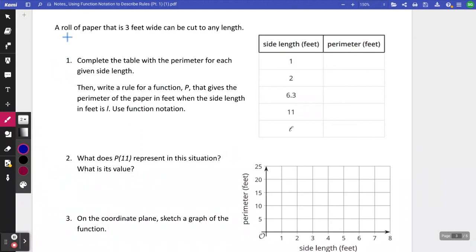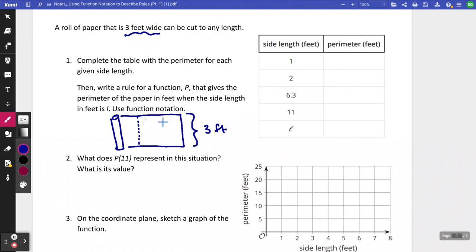And in the second one, we are talking about a roll of paper that is 3 feet wide, but it can be cut to any length. I have a picture. I don't know what happened to my picture though, but to give you an idea, we've got a roll of paper. Here's my roll of paper. And you can stretch that roll of paper out to any length and cut it down. What we do know about that paper is that it is 3 feet wide. So the width of our paper is 3 feet. The length, though, can change because you can cut it wherever you want.